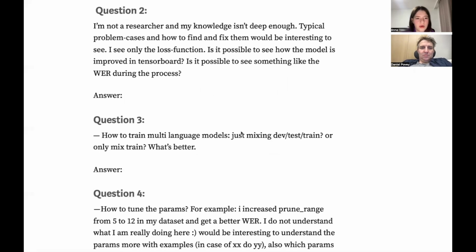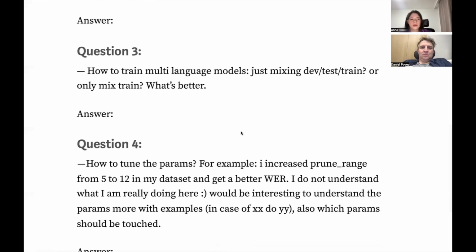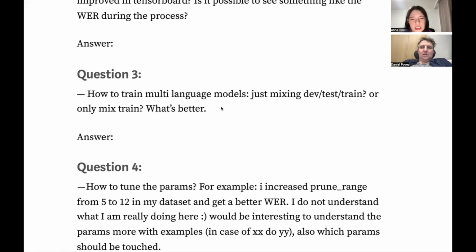Okay, question three. How do you train multi-language models? Just mixing dev, test, and train, or only mixing train? What's better?